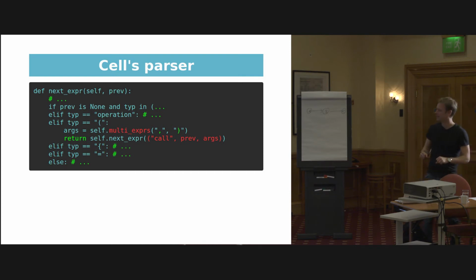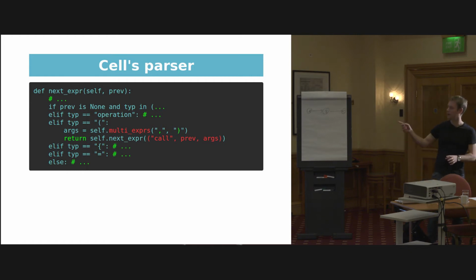So now we know we've got a function call. So prev contains the function that we're calling, which might be a symbol or it might be function definition or something. So what we need to do is go and get all the arguments to the function, and then once we've gone and got all the arguments, we can return a syntax tree of type call. But as I was saying before, a function call might be followed by, it might get called again. So we still need to recursively call nextExpr once we've completed this function call.